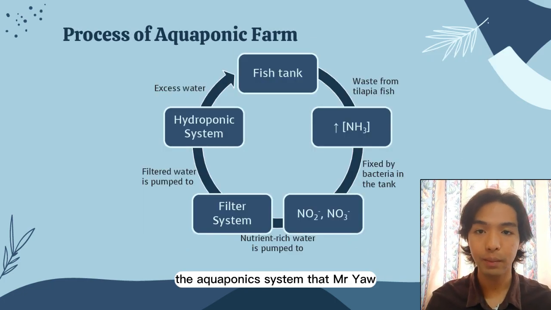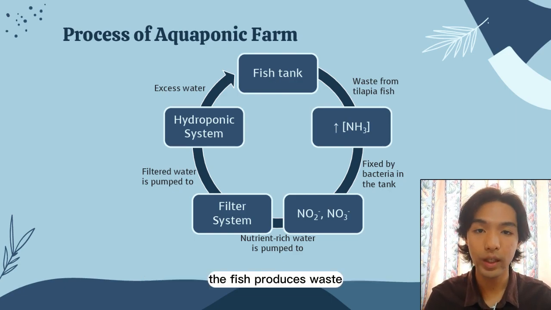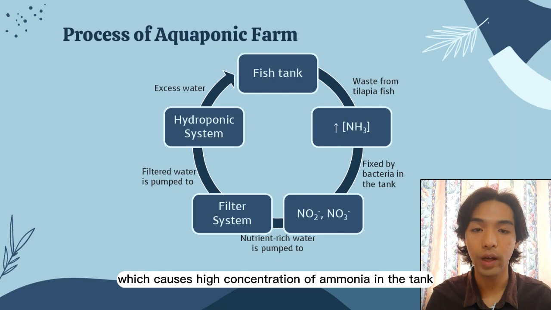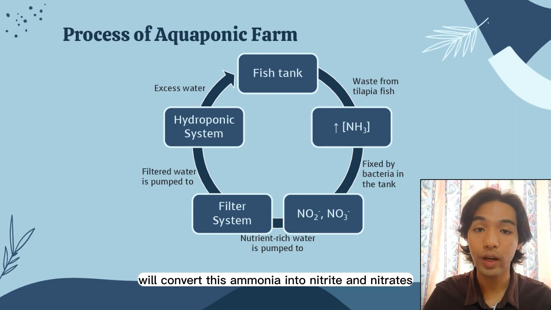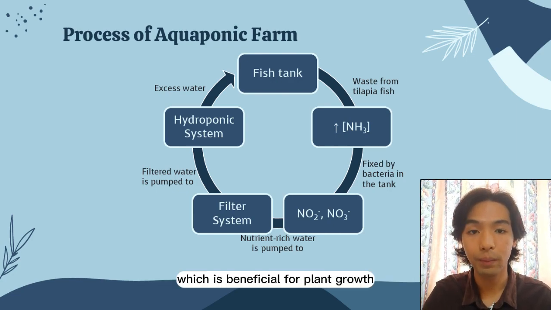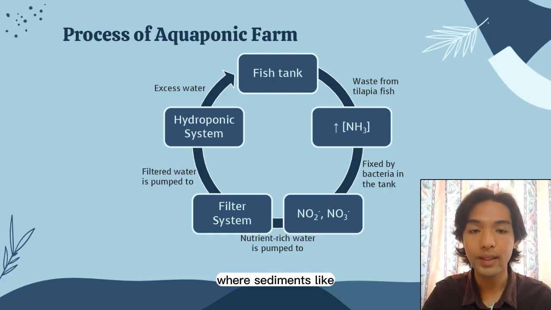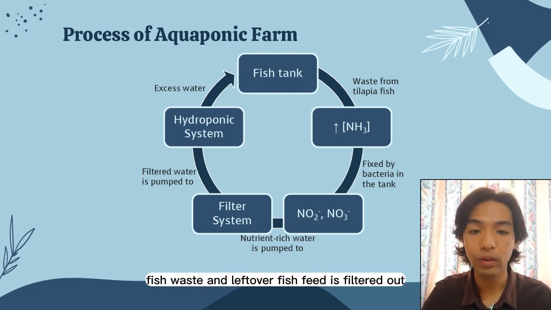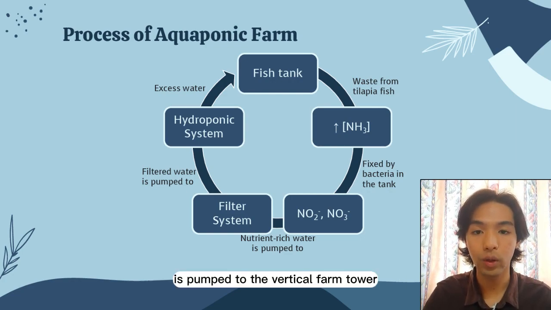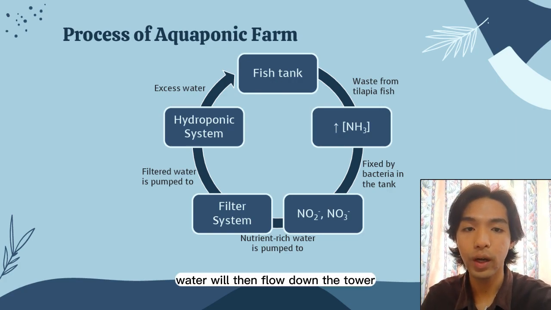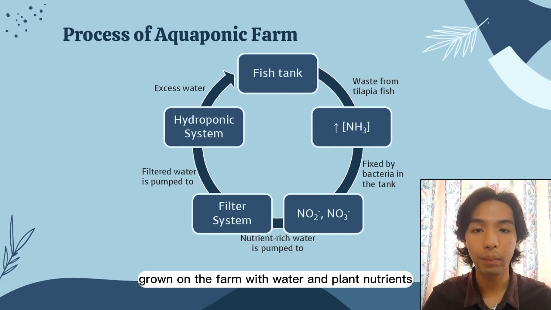The aquaponic system that Mr. Yaw uses is very much dependent on his tilapia fish. The fish produces waste, which causes a high concentration of ammonia in the tank. Then, the bacteria living in the tank will convert this ammonia into nitrite and nitrates, which is beneficial for plant growth. The tank water is then pumped out from the tank and into a filter system where sediments like the fish waste and leftover fish feed are filtered out, and the water is pumped to the vertical farm tower. Water will then flow down the tower following gravity and nourishes the crops grown on the farm with water and plant nutrients.